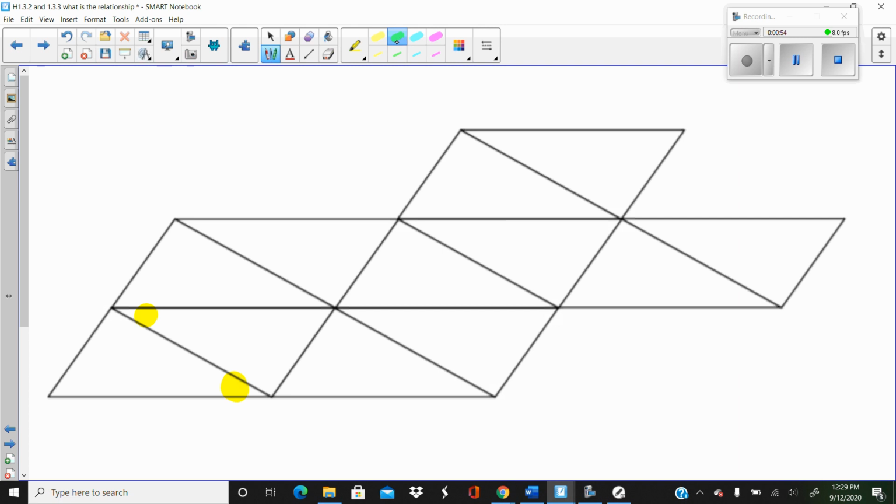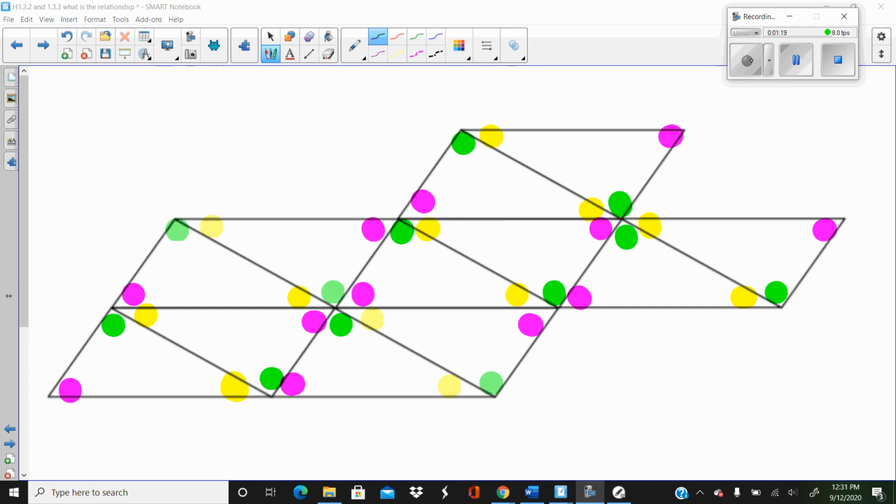We also have this angle right here will be congruent to this angle right here because of alternate interior angles. And we also have, let's see, this angle right here is going to be congruent to this angle right here because of alternate interior angles. So I'm going to mark these up completely across the whole diagram, and I'll be back in just a moment.